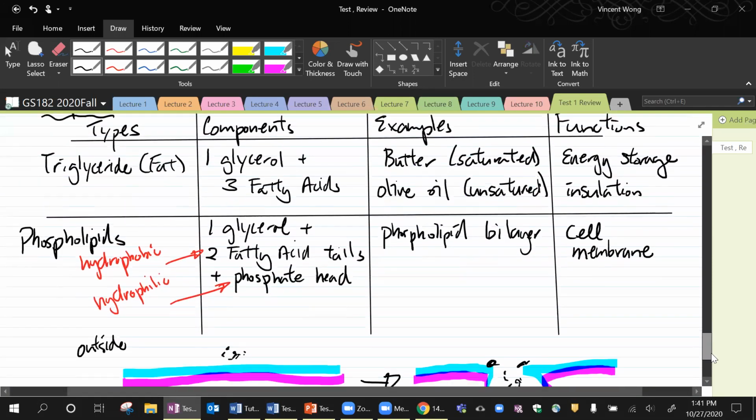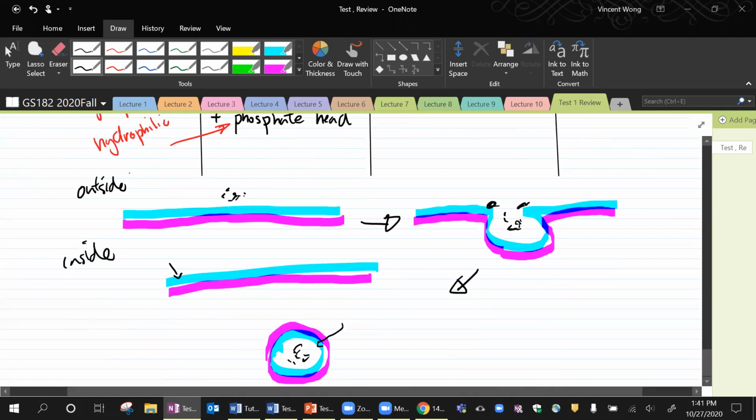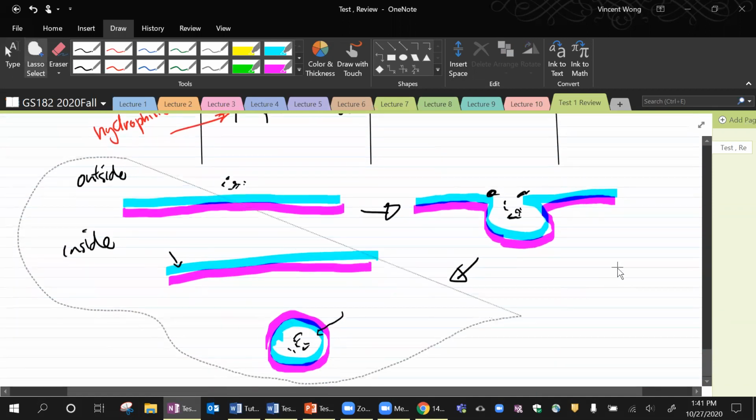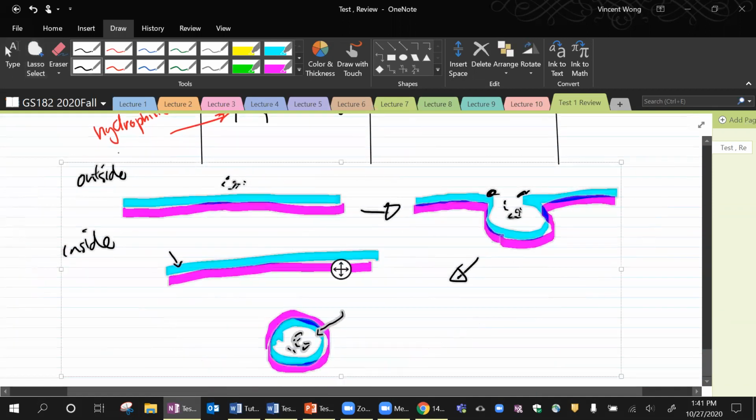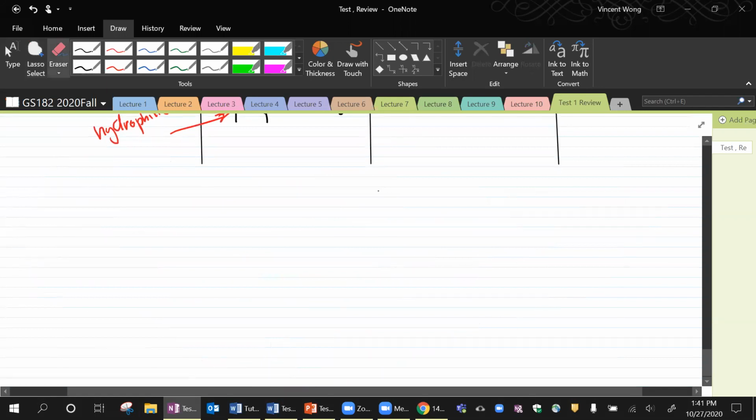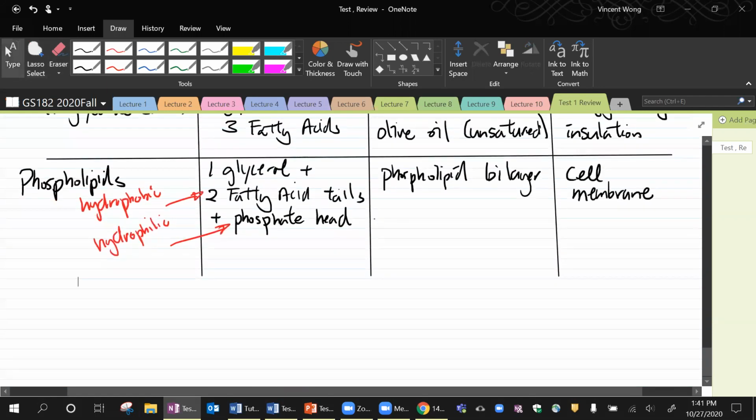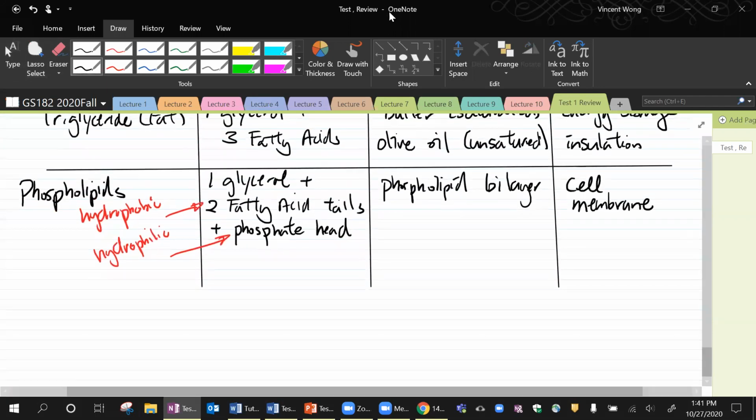Okay, so we're talking about lipids. I'm just going to erase this part because I want to continue my chart. If you need to watch that again, just look at the recording. Where are we? Phospholipids. What else, guys?